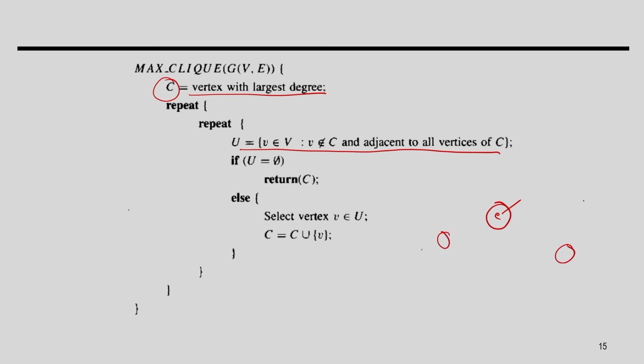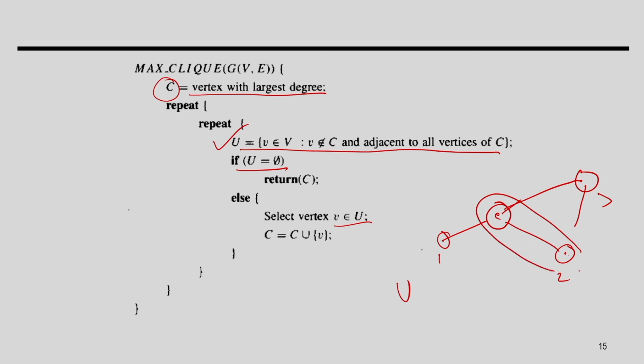Among all the nodes connected to that, suppose these are the nodes that have an edge to C. If there is no such node, I will return C, and this is my maximum clique. Otherwise, I put all these nodes, 1, 2 and 3, into the set U. Then I select a vertex from U and increase C. Suppose I have selected this one. Now this becomes my C, because this is a clique of 2 nodes. Then I go back again.